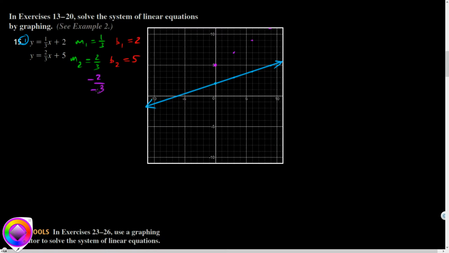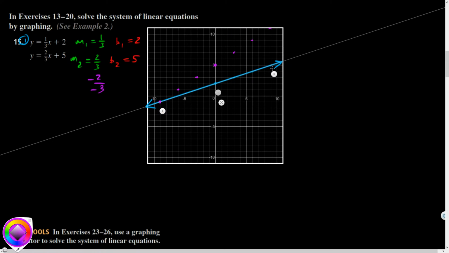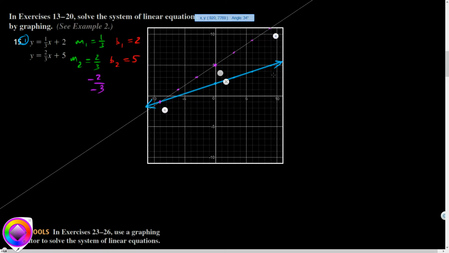So -2 over -3 is the same as +2 over +3. So I can also go down to backwards 3, down to backwards 3, down to backwards 3, and oh, I see that direct hit there. Fortunately, the solution is happening to land on the lattice point, right on that grid.